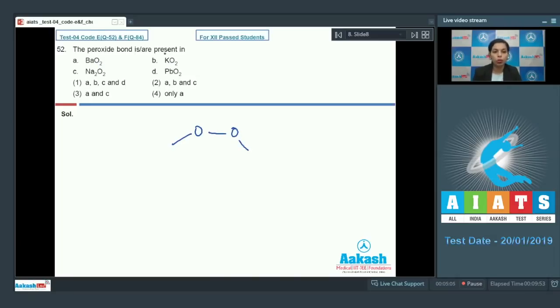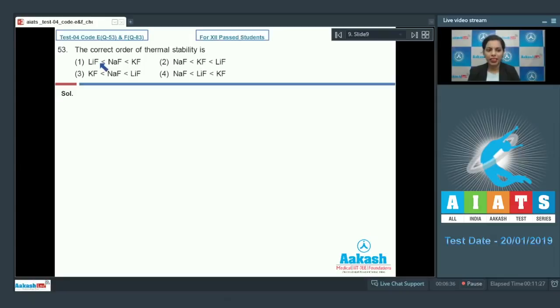But let's check other compounds also. KO2, that is potassium superoxide. Peroxide linkage is not there. Then Na2O2 is also a peroxide in which peroxide linkage is there. That's why these two are the correct ones. Further, PbO2, lead oxide, does not have peroxide bond. So the correct answer is given in option 3, that is A and C. And here is the correct answer, option 3. Let's take the next question.